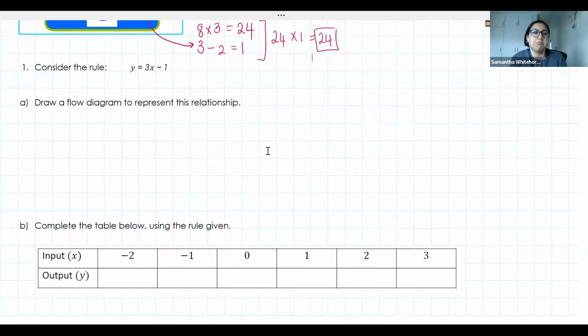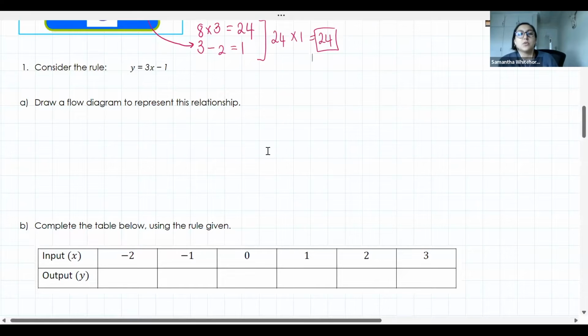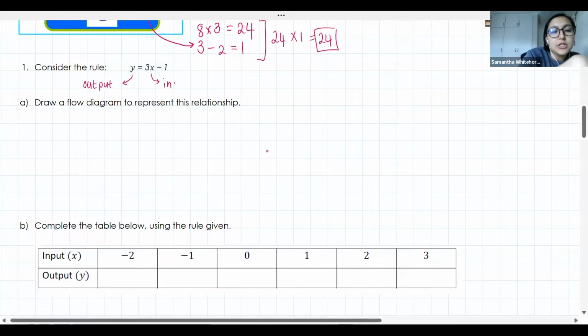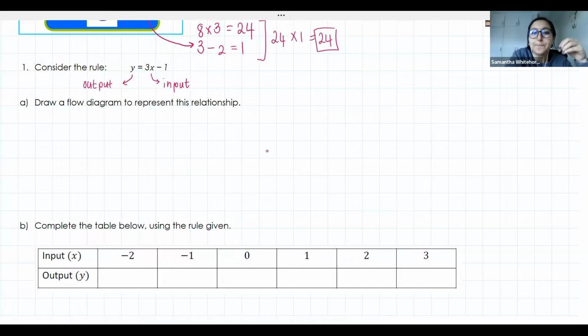So the first pattern or first relationship or first rule that we're going to have a look at is this one that I've given you here: y is equal to 3x minus 1. Now, just a very quick reminder, you've got two variables here. You've got y and you've got x. Y, remember, is your output, and x is your input. Essentially, and we're going to draw a flow diagram in the first question, you are taking a value, your input, you are applying some rule to it, and you're getting an answer. That's your output.